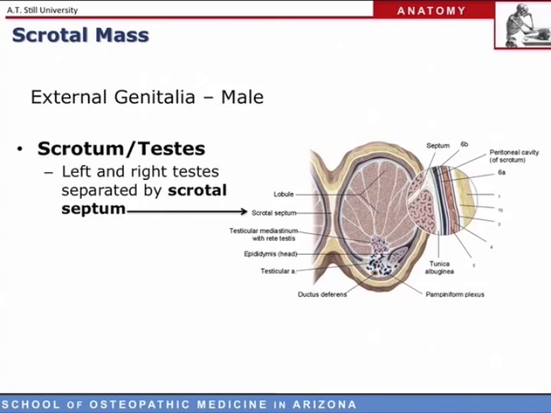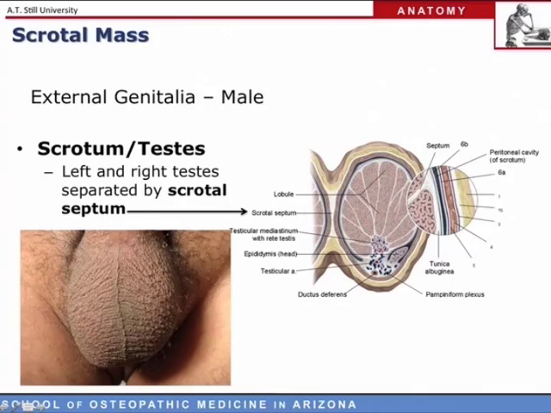Now, the scrotal septum is formed by one of the layers of the scrotum, the dartos fascia, and we'll get later to a point where we're going to discuss the layers of the scrotum, but for now I just want you to remember that the scrotal septum is made up of the dartos fascia. Now, the dartos fascia is also responsible for the folds that you see within the skin of the scrotum, so it makes this corrugated appearance of the scrotal skin.